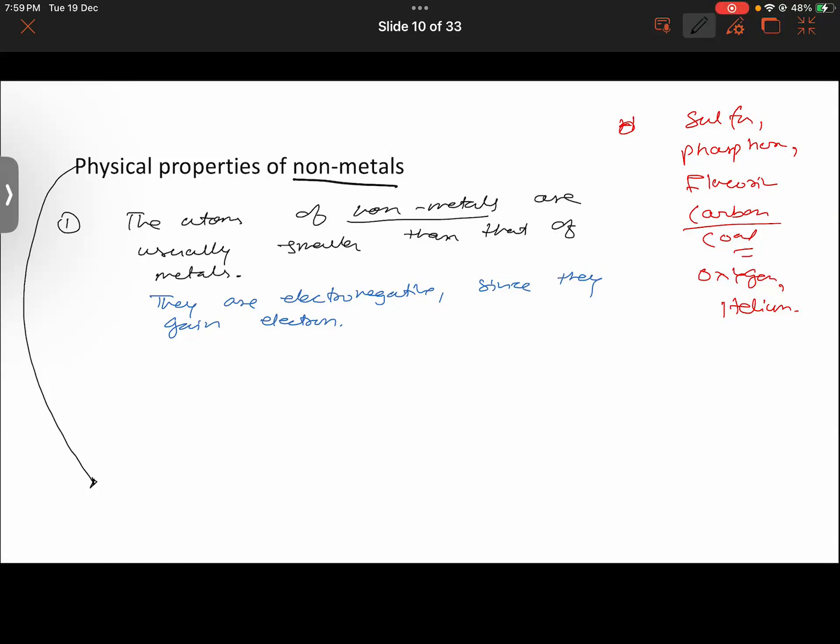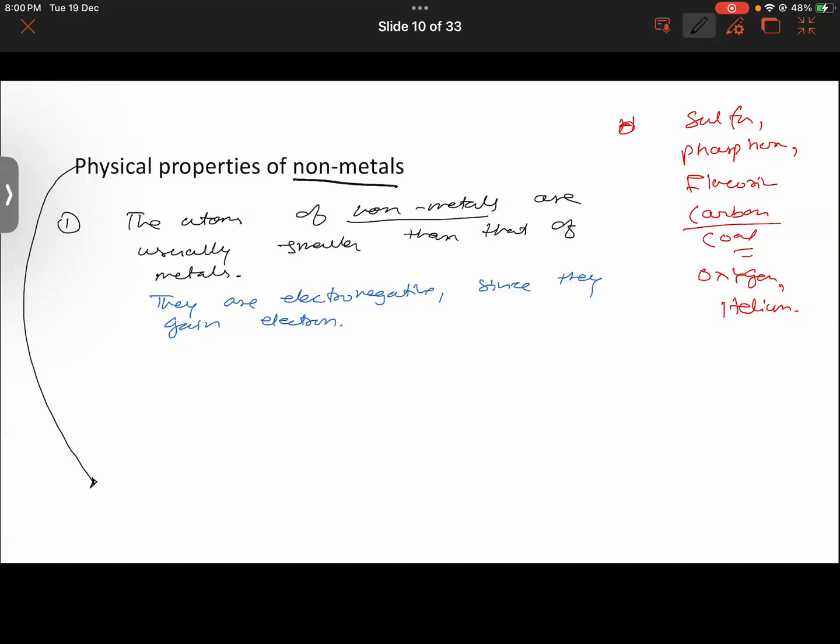In normal conditions, normal temperature and normal pressure, non-metals are solid and gaseous at room temperature, and the exception is bromine.